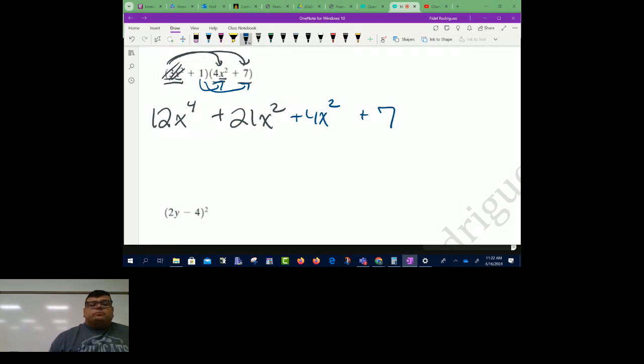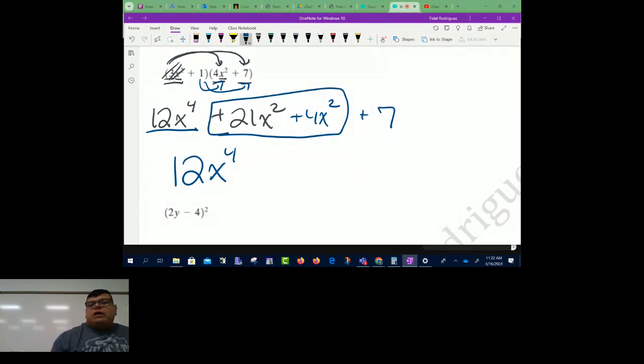Okay. Y'all, this is the only x to the 4th I have, so it's just 12x to the 4th. These are my like terms, right? They're both x squared. So remember, y'all, when we're combining like terms, we don't change the powers anymore. We just combine the numbers in front. 21 and 4 more is 25x squared, and then a plus 7.